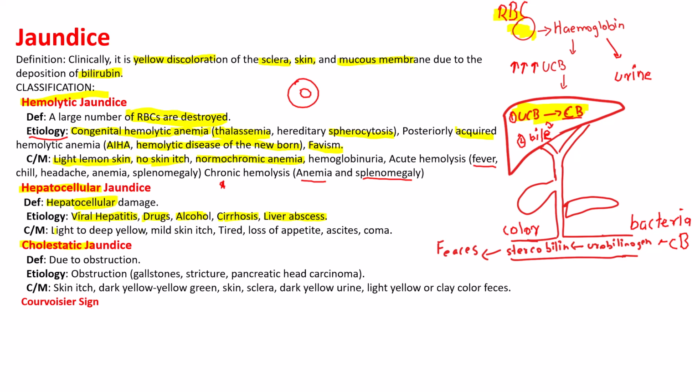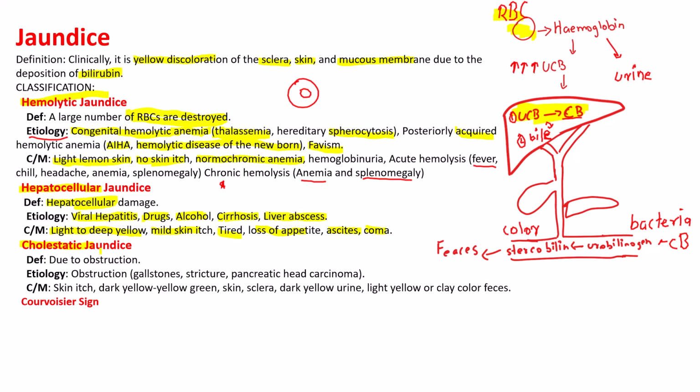So the clinical findings are yellow to deep yellow skin, mucous membrane, and sclera, and mild skin itch. Here we have no skin itch in hemolytic jaundice, but here we have mild skin itch, tiredness, loss of appetite, ascites, and coma. Ascites is one of the very common symptoms in hepatic disease. When our liver is damaged, fluid starts accumulating in our abdominal peritoneal cavity, and coma happens in severe liver damage.